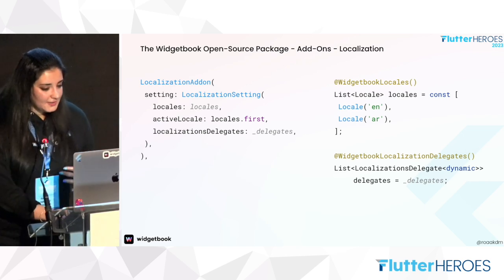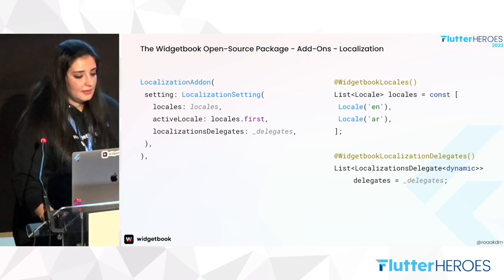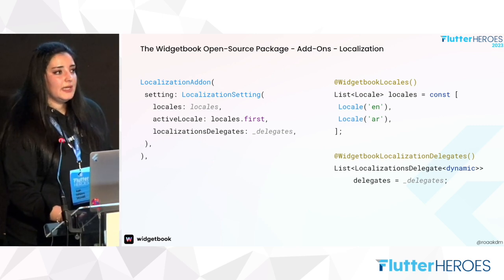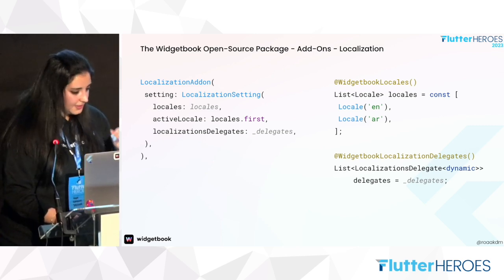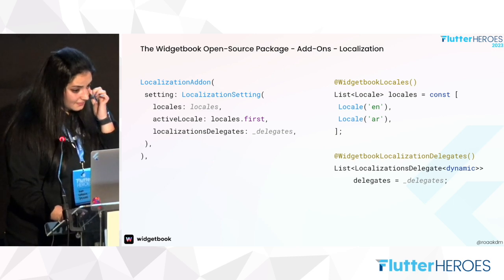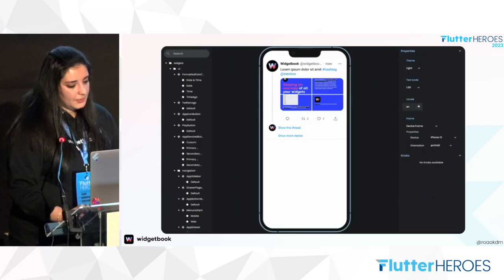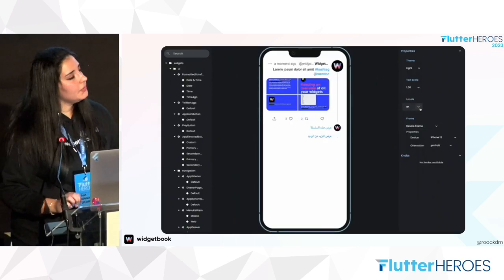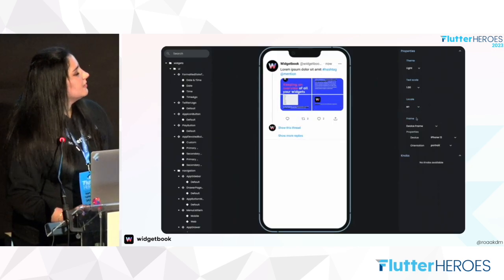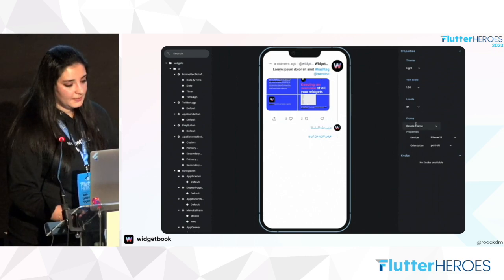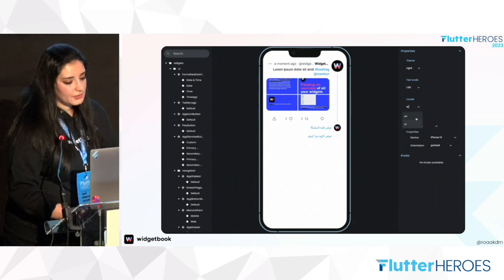And of course, for localization, we will need to add the localization delegates that you usually add to your material app or whatever, or your root app. And you can use the localization add-on for the manual approach. And now you can make sure that RTL layout is working perfectly, also with all your components.